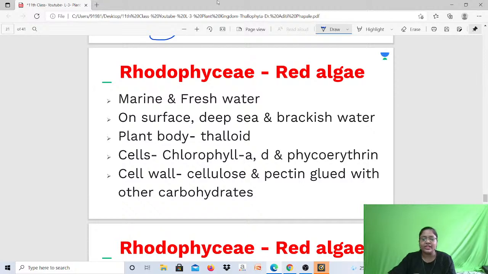Up till now we have studied the characteristics of Thallophyta, plants belonging to Thallophyta. Then we also discussed red algae, the characteristics, examples, diagrams, as well as red algae we will be doing now. We have already covered green algae and brown algae.